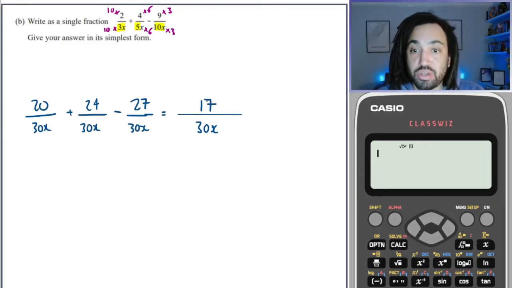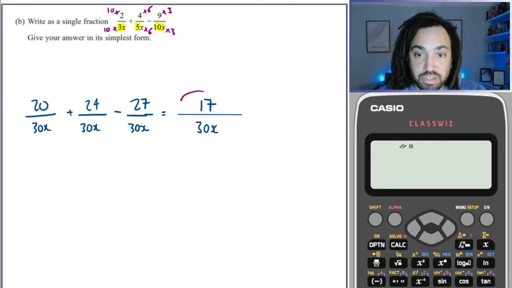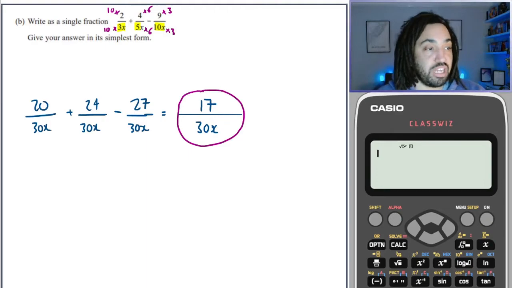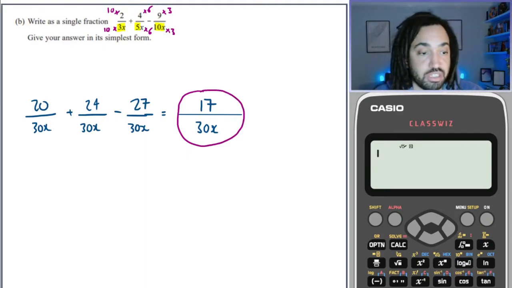And there are no factors there. There's nothing that is shared on top and bottom there, so you can't simplify that any further because 17 and 30 don't share any factors, so we're good.